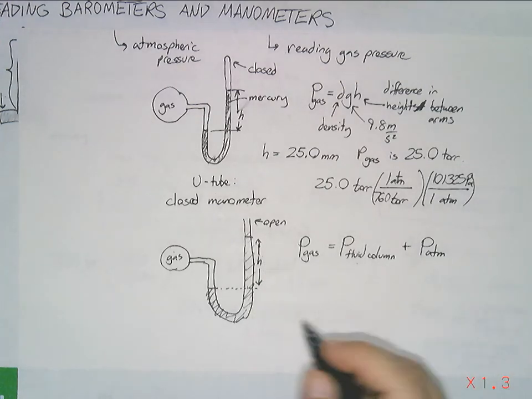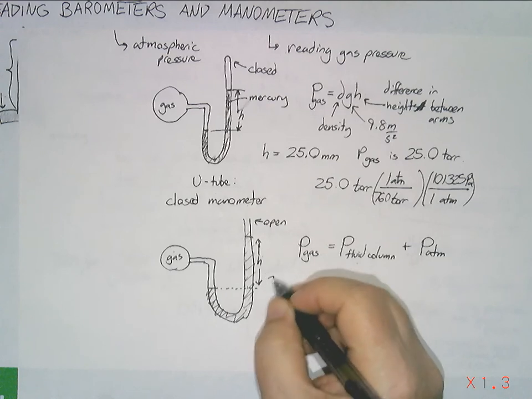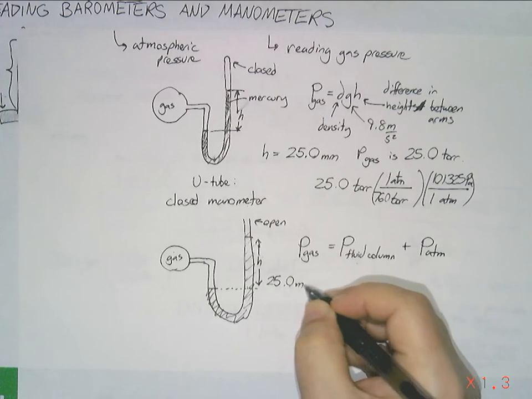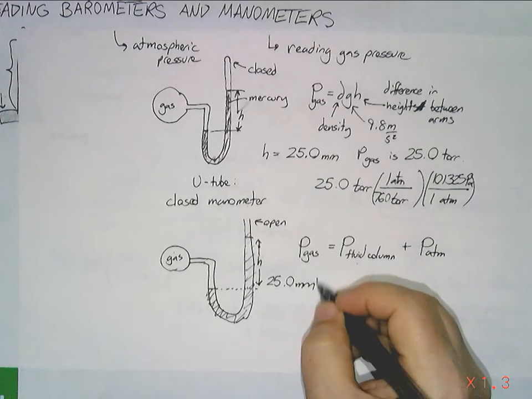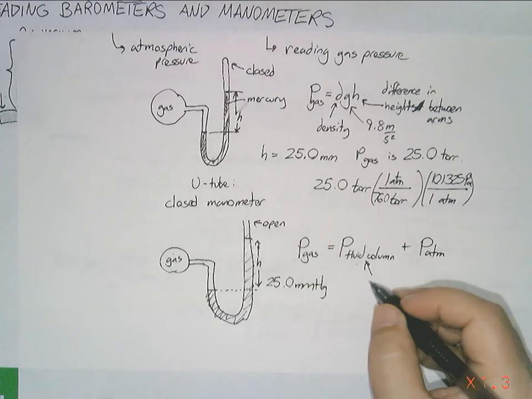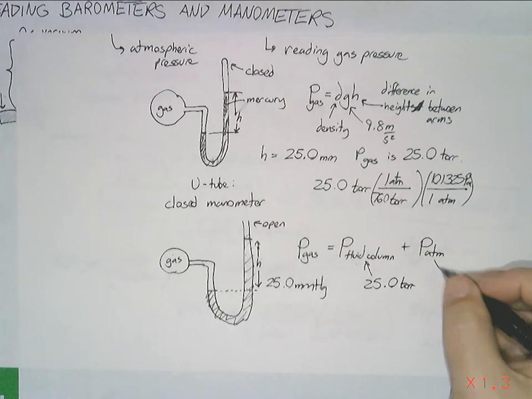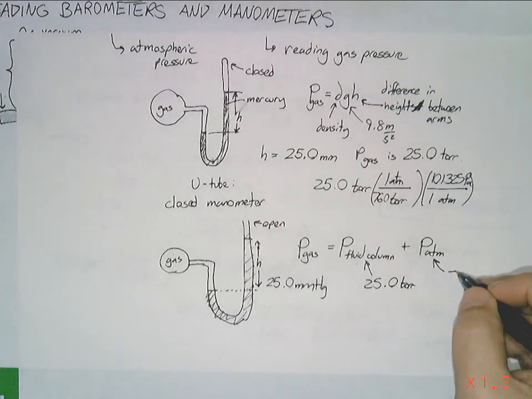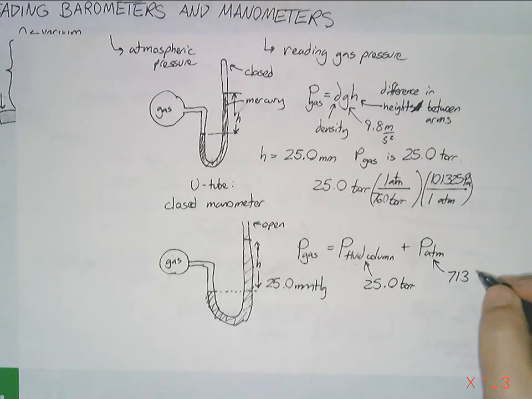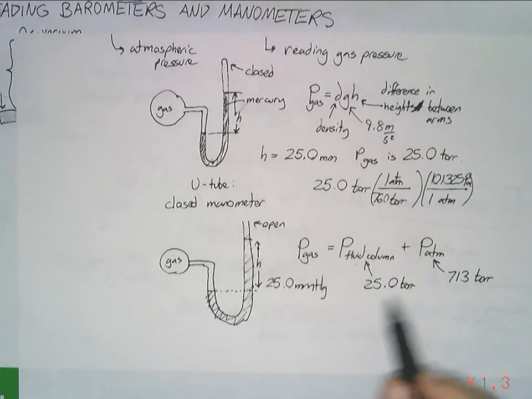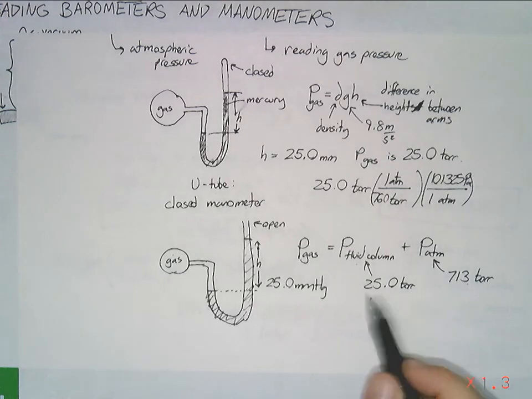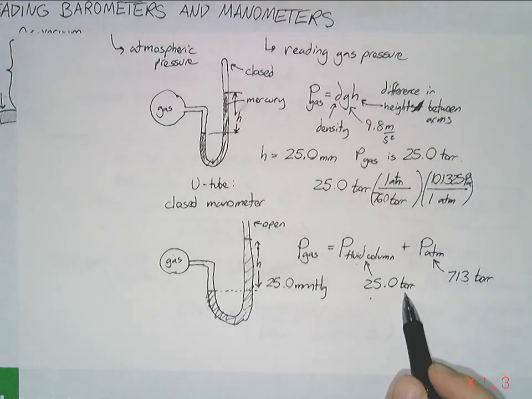So suppose this was 25.0 millimeters and we had mercury in there. Then I could write this as 25.0 torr. And if I knew my atmospheric pressure, take the typical Frostburg atmospheric pressure in torr, I could add 25 to 713 to get the pressure of the gas in there. In other words, the gauge pressure, the pressure in excess of atmospheric pressure, is 25 torr. I would add that to atmospheric pressure to get the pressure of the gas.